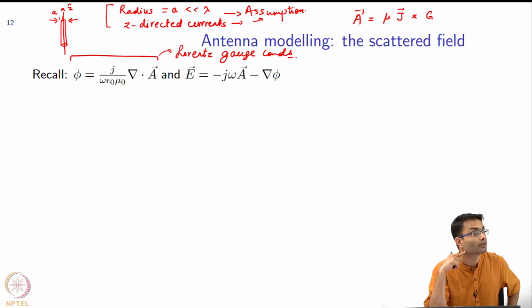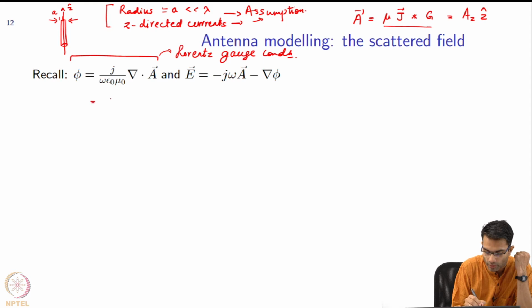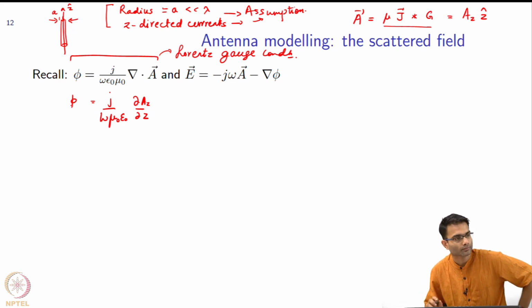Divergence will be, A is only in the z direction, right. So, the vector A has which components? Only the z component, right, because A is coming from J over here, and if J has only a z component, A will also have just a z component, right. So, my A is going to be equal to A_z z hat, right. So, this will simplify to j by omega mu naught epsilon naught partial with respect to z, right.